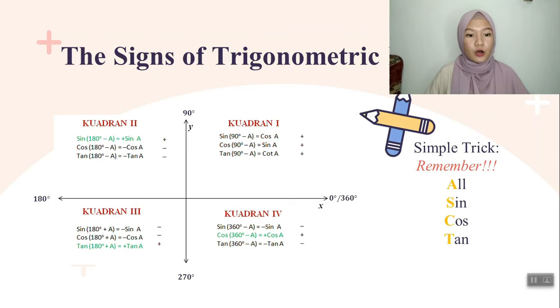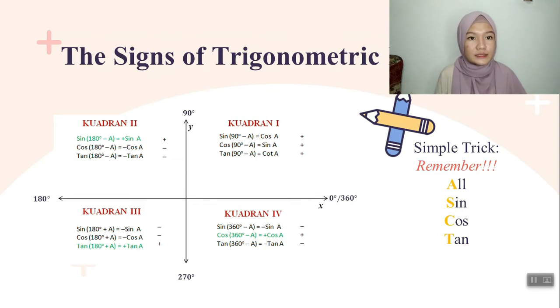Okay, the signs of trigonometric functions: we have 4 quadrants. In quadrant 1, all of them, sine, cosine, and tangent, are positive, and in quadrant 2 only sine is positive. For quadrant 3 only tangent is positive, and for quadrant 4 only cosine is positive. For a simple trick, when you forget this, you can use A, S, T, C: all, sine, tangent, and cosine. And in bahasa, I always use "semua sindikat tangan kosong".